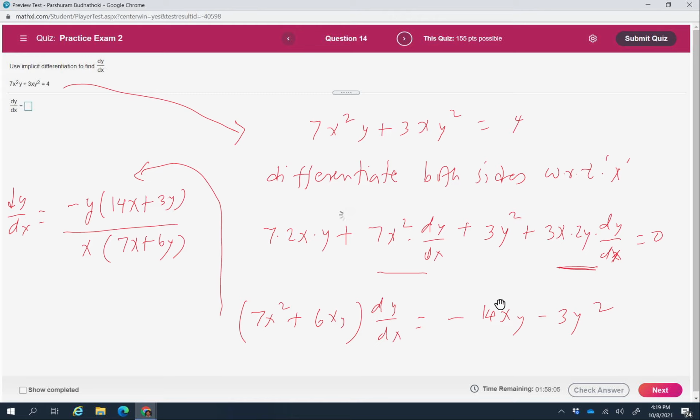On the top here you can see that the common factor is y, so I'm just factoring out negative y on the top, and on the bottom the common factor is x. So this is our final answer.